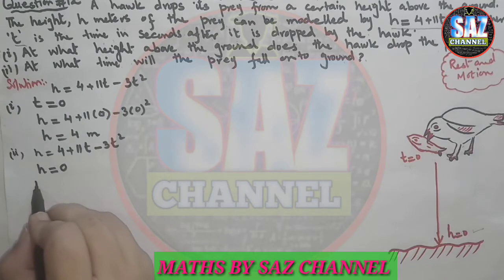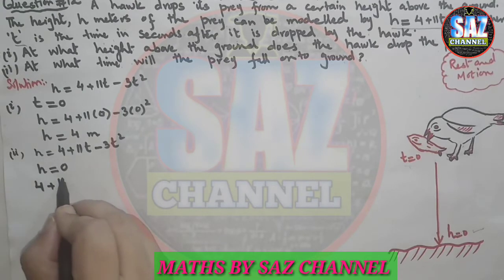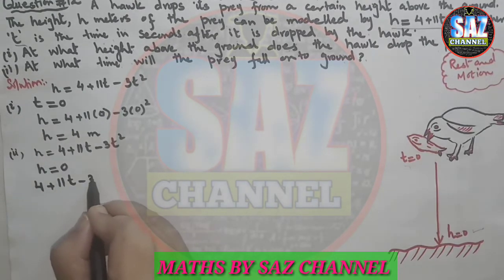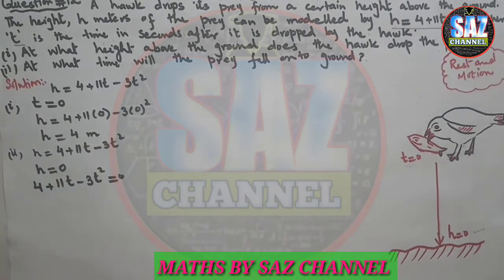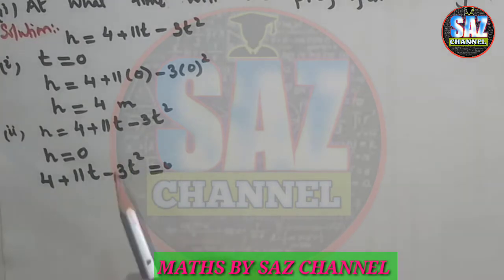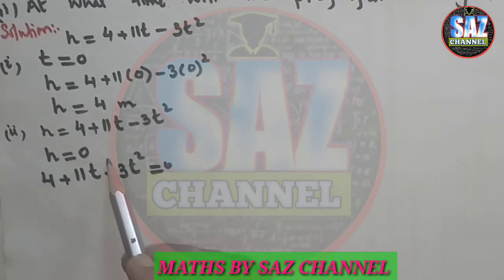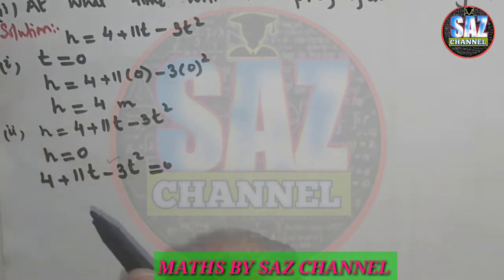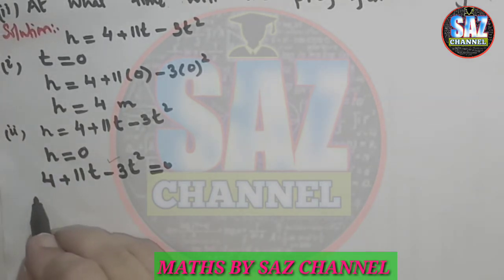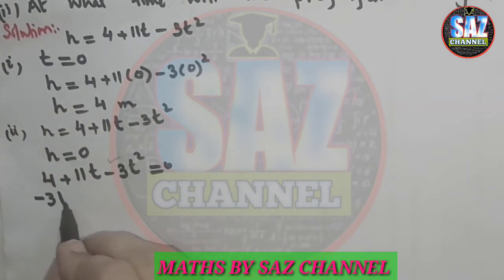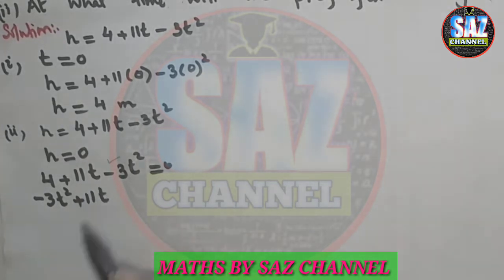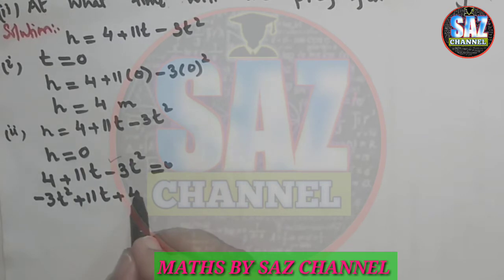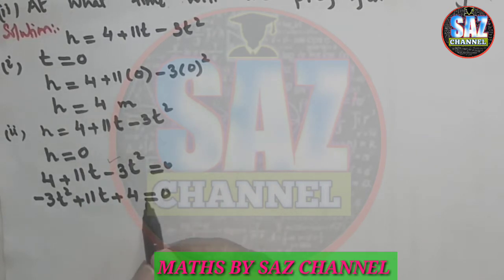So the equation will take the form 4 plus 11t minus 3t squared equals 0. If you look at this quadratic equation, here the square term is at the third place with the negative sign. So it's better to rearrange and simplify this equation. First what we will be doing: minus 3t squared, rearrange the equation, plus 11t and plus 4 equals 0.